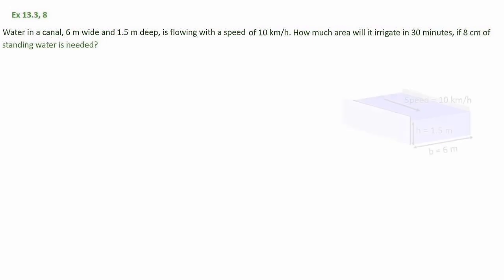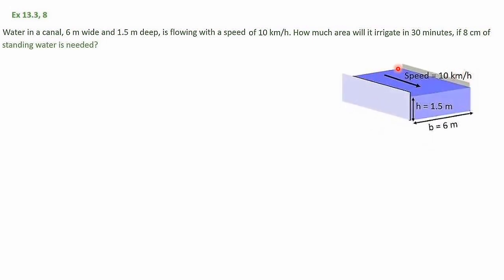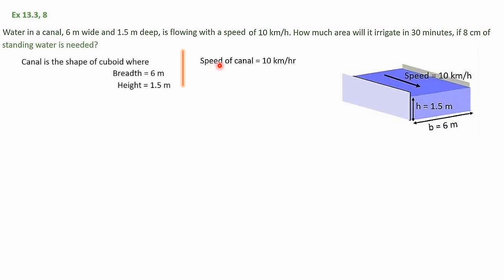So let's visualize the question. This is the shape of a canal and inside water is there, and this is like a cuboid. Breadth is given to us as 6 meter and height is given to us as 1.5 meter. Let's write the given measurements. Canal is in the shape of a cuboid where breadth is 6 meter and the height is 1.5 meter. One more condition is given to us, speed of water, that is 10 km per hour. This one we will use in another way. That means in 1 hour water will flow 10 km.